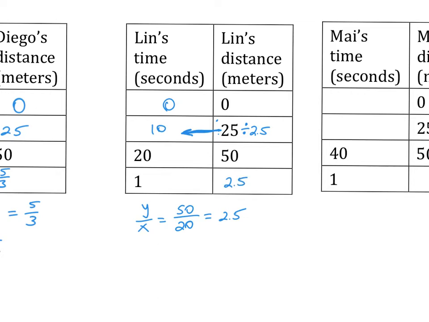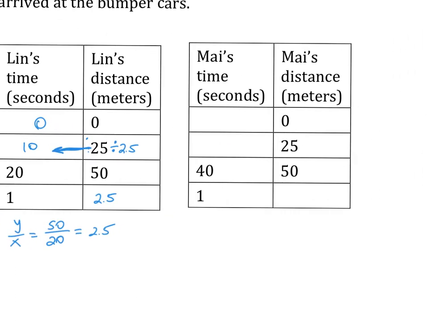Now May is going to be a little bit different, and the reason for that is because she doesn't leave right away, right? She actually ends up waiting for 10 seconds before moving to walk to the bumper cars, and she waits a total of 10 seconds. So that means she's not at 0 seconds at 0 meters, it's actually 10 seconds at 0 meters.